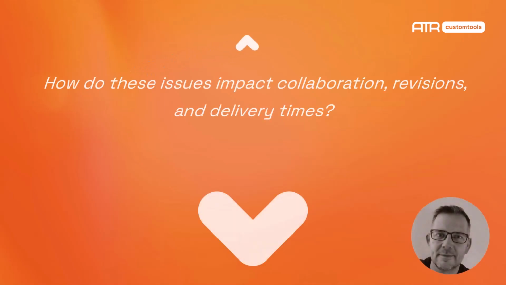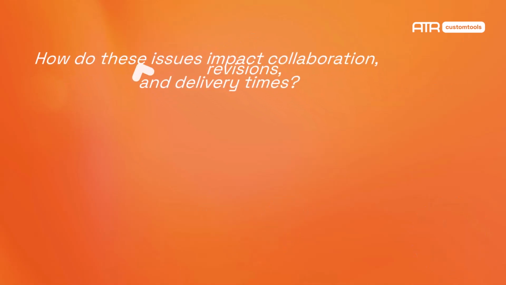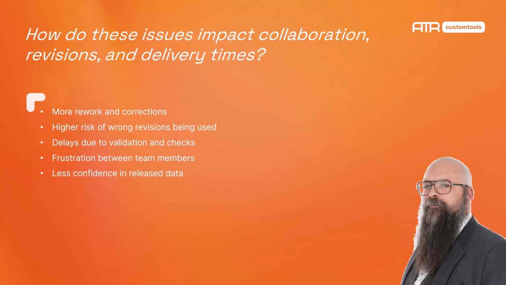Right. And how do these issues impact collaboration, revisions, and delivery times? Well, it creates friction everywhere. You get more rework because someone used an outdated or wrong revision. Validation and checking takes a lot longer because people don't trust the data. That leads to delays, additional meetings, and some frustration inside the team. Over time, this confidence in release data goes down, and that is dangerous. Once people don't trust the system, they start to create their own workarounds, and that will just amplify the problem.